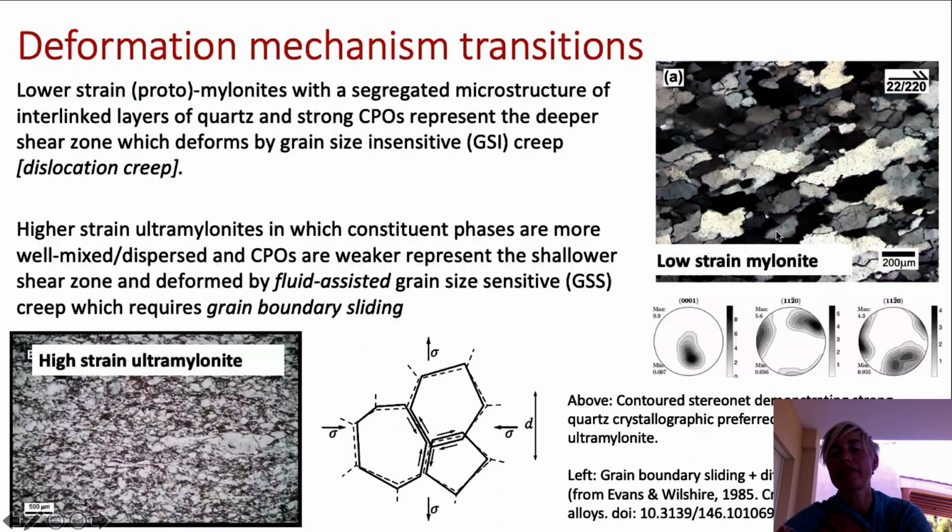So on the right is a photomicrograph of a typical quartz layer within the lower strain rocks, and remember that this would be bounded by muscovite and biotite layers that are through-going. And then we have a typical photomicrograph of a high-strain ultramylonite with a well-mixed fabric. And I have in the past argued that these fabrics at top right that are preserved in the quartz layers in the low-strain rocks are characteristic of deformation by grain size insensitive creep. Whereas these well-mixed fabrics, which I would also say have weaker crystallographic preferred orientations, probably reflect a rock that was most easily deforming by a grain size sensitive creep that was fluid assisted and also required grain boundary sliding.